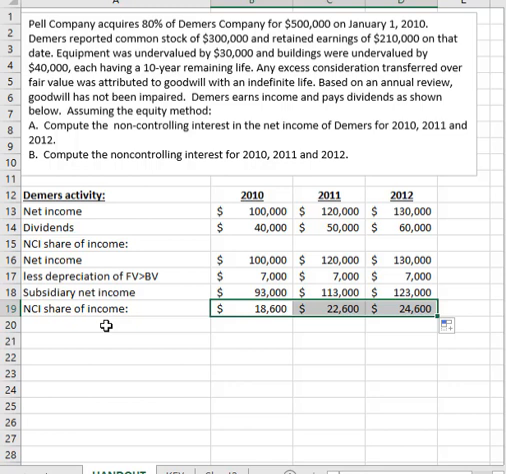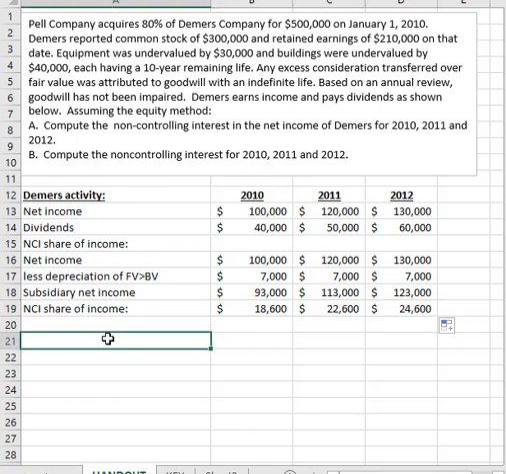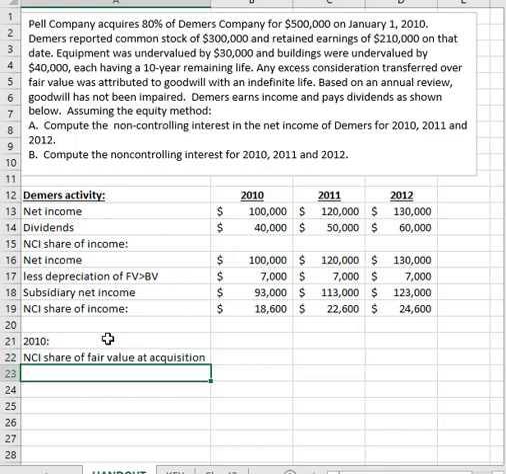And then the second piece is they want the balance sheet part. So now they want to know, what is the balance in that credit account in the equity section called non-controlling interest. And that's cumulative. So you can of course do a T account, or you can do it a different way. But let's start out with 2010. And so we would start out with the NCI share of the fair value at acquisition. And the acquisition price was $500,000 for 80%. So what was it for 100%? Let's solve for that. Divided by 0.8. So that would be the value of the 100%. And then they would have 20% of that.